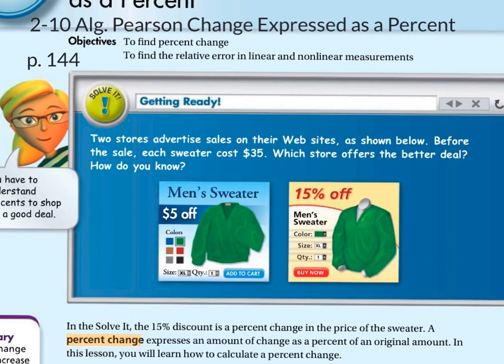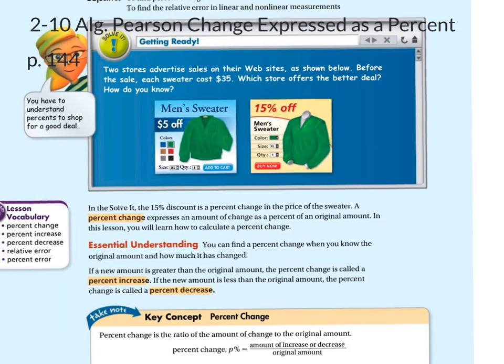In this example, we've got one sweater that's $5 off, one sweater is 15% off, and we're trying to figure out what the best deal is. If each sweater was $35, obviously the $5 off one would now be $30, but then the 15% off sweater, how much would that be after that sale?